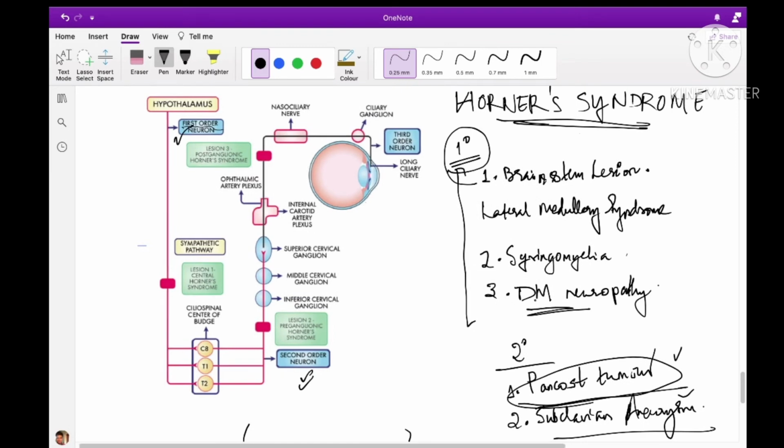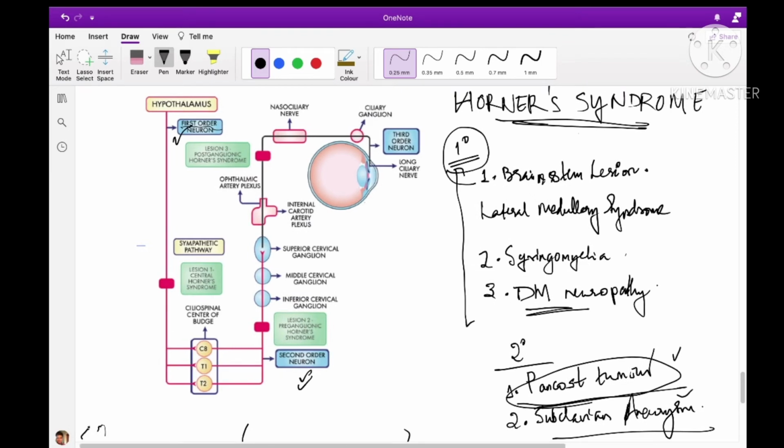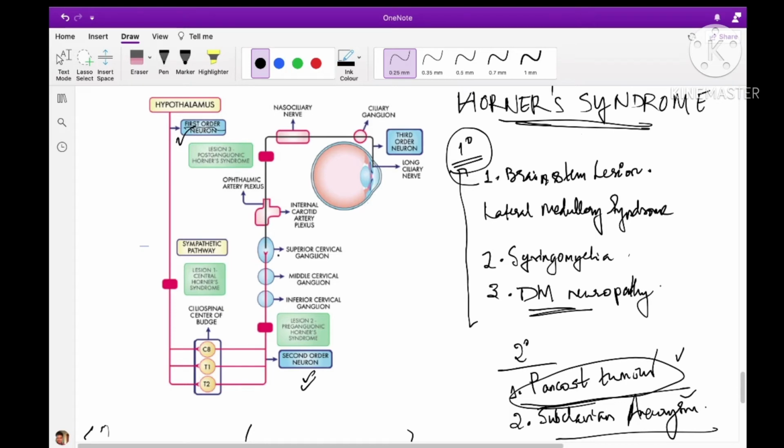So after that, it will reach the superior cervical ganglion, and from the superior cervical ganglion it is ascending along with the internal carotid artery into the cavernous sinus, and from the cavernous sinus, it will exit along with the internal carotid artery. It will enter the nasociliary as well as the long ciliary nerve, and it will reach here.